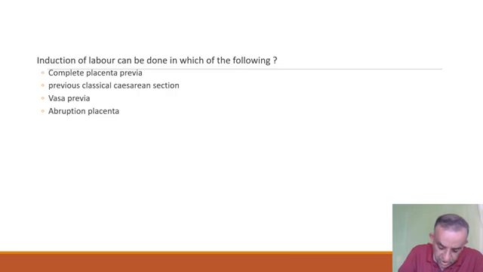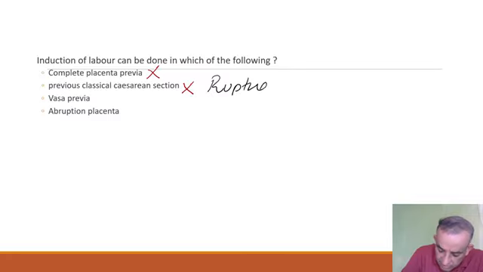Okay. Induction of labor can be done in which of the following conditions? Induction of labor cannot be done for a placenta previa. Placenta is covering the os. Previous classical cesarean section can never have an induction of labor because if I give labor, the chance of rupture in a previous classical cesarean section is 8 to 10%.